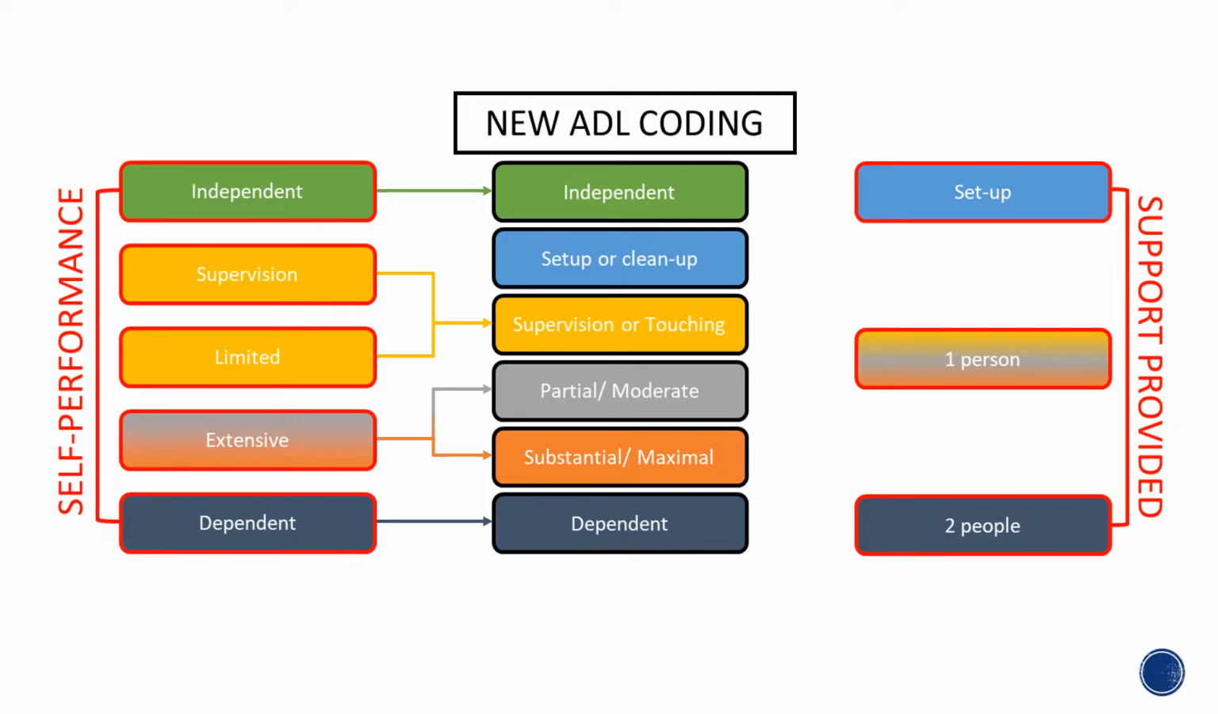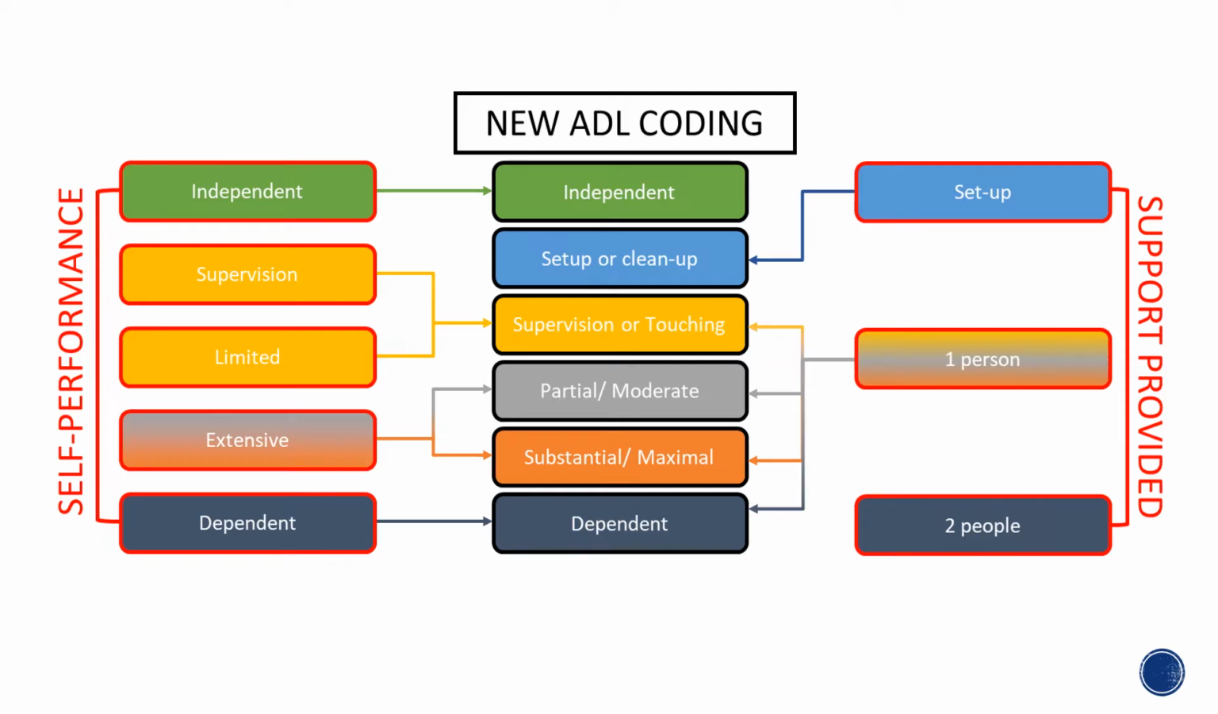Now let's turn our attention to how support provided fits into the new 6-point functional ability scale. So when we look at setup support, it is now coded as setup or cleanup. One person can be multiple codes, and it really depends on the patient's needs. So if you're using one person to help the patient, this could be supervision or touching, partial moderate, substantial maximal, or even dependent.